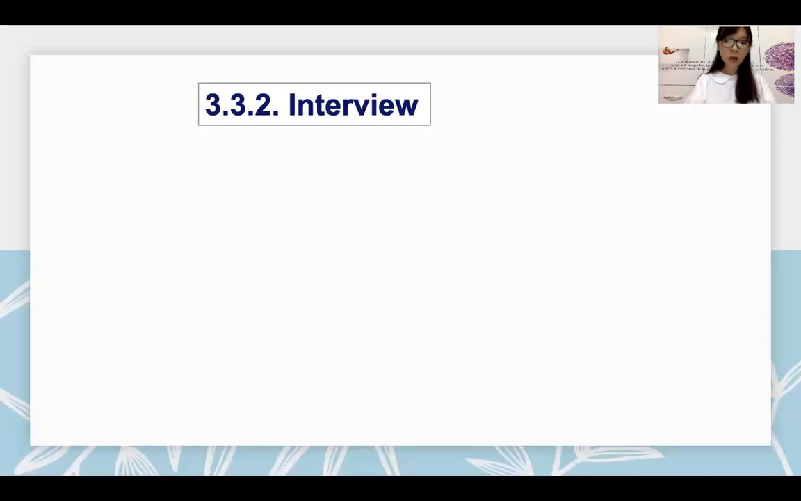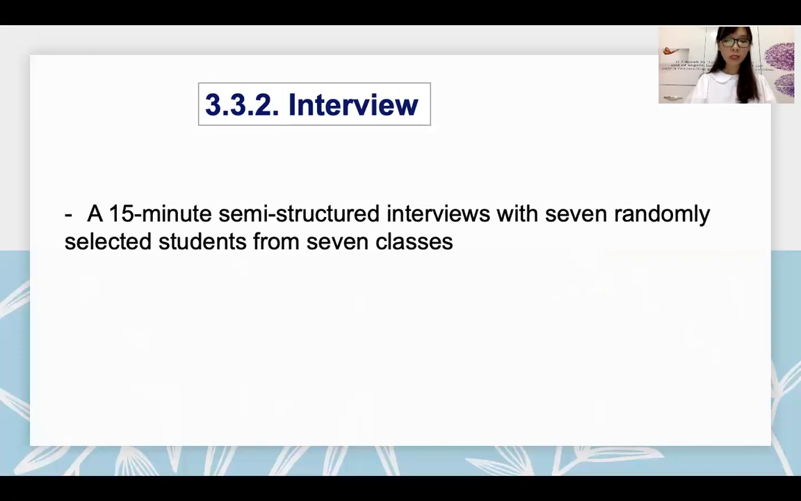Besides questionnaire, we also applied interview as a research instrument to get reliable sources. Especially data for this study included a 15-minute semi-structured interviews with 7 randomly selected students, and they are from 7 classes.